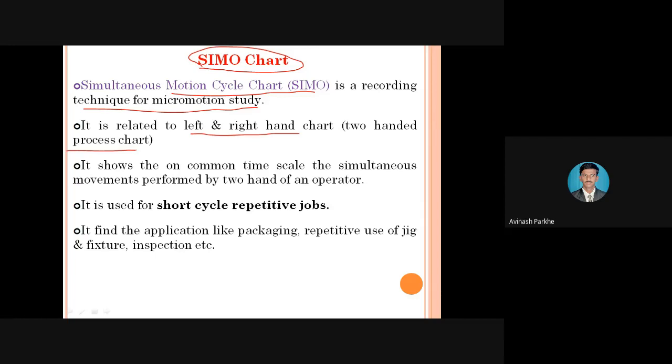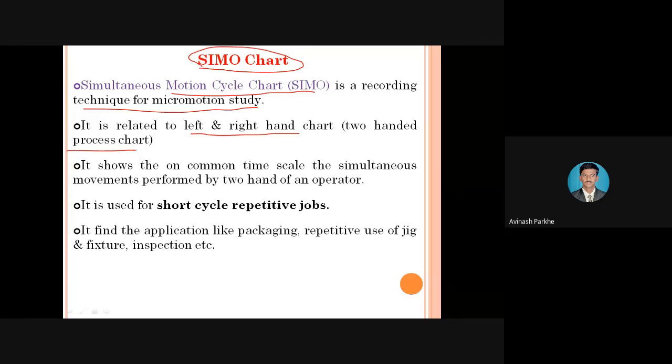We are performing only one operation, but in order to perform that operation, utilization of the left hand is taking place, and utilization of the right hand is also taking place, and both the movements are recorded by using two different charts. That concept is called a two-handed process chart.